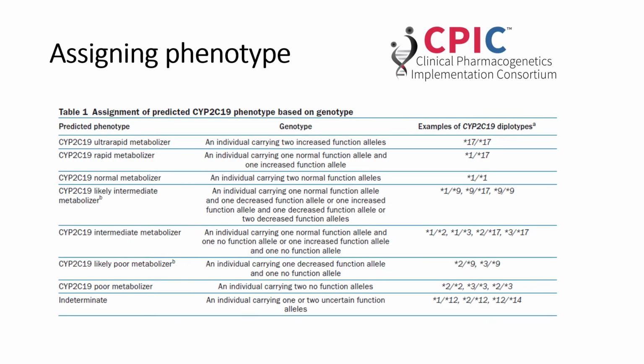So here's an example of one of our table 1s. This is actually from the CYP2C19 guideline. And you can see that in our example here, it really is that function that was assigned that then designates that phenotype.